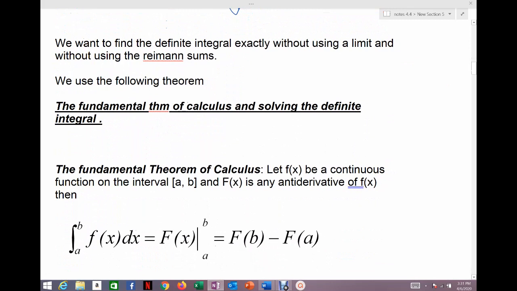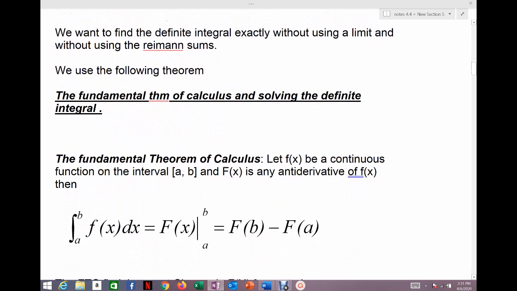So we want to find the definite integral exactly without the limit. We're not going to be solving limits of the definite integral in this class. And so we're going to get to the big theorem. The big theorem here is the evaluation theorem for the definite integral, which is called the fundamental theorem of calculus. A lot of times I'll shorthand that to FTC. Whenever you see FTC in my notes, it means fundamental theorem of calculus.